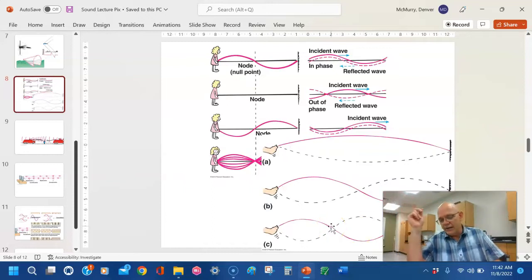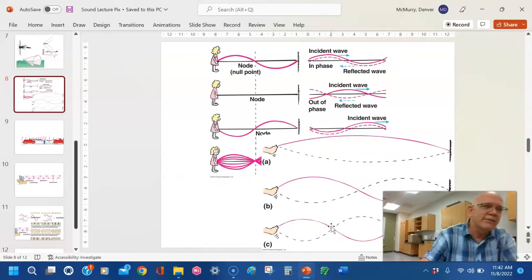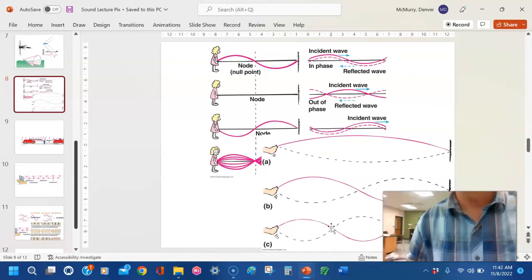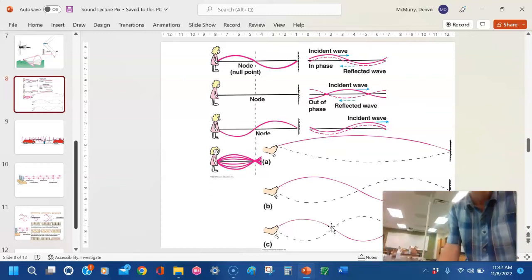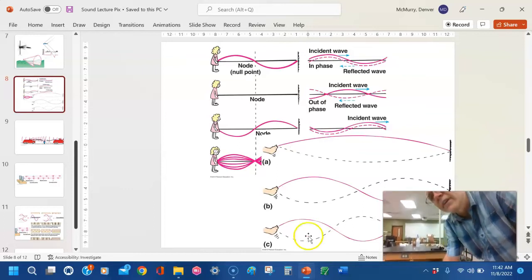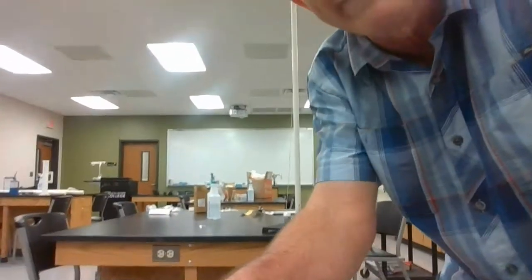Now I'm going to try to do that. Let's see if I can do that and make a standing wave. Let me get this out. My computer's doing some funny things. It keeps going out, and the camera disappears for a second. So hopefully this will hang in there.